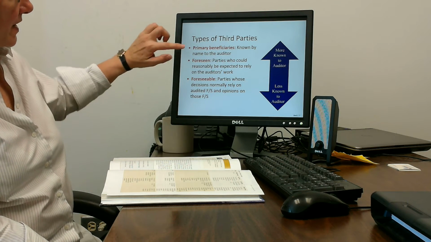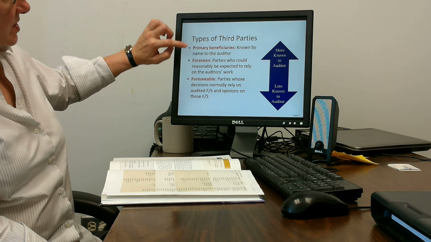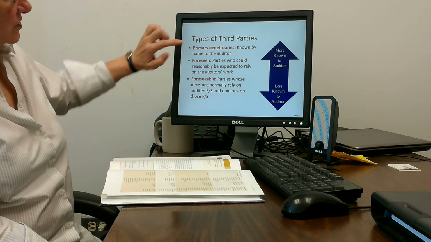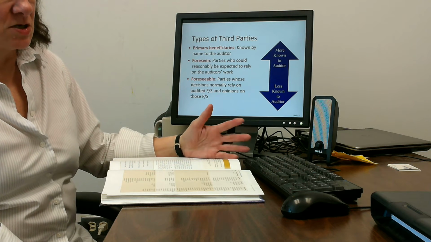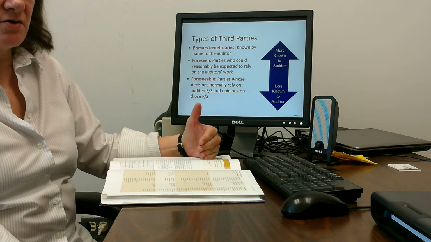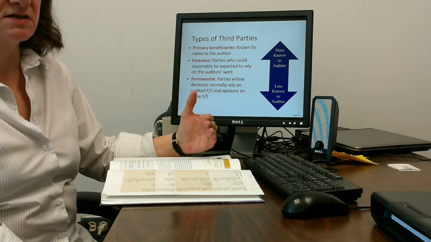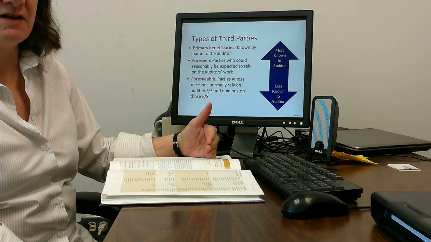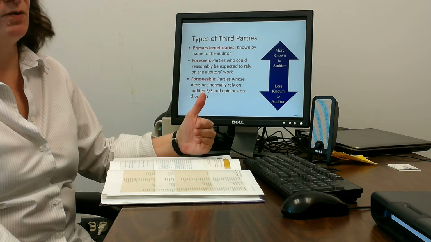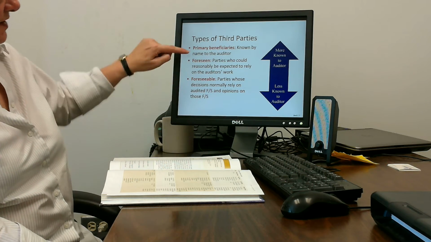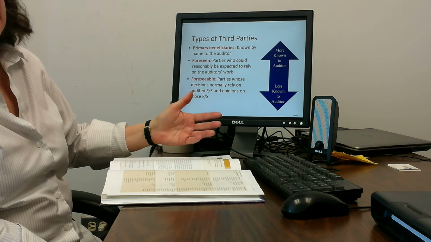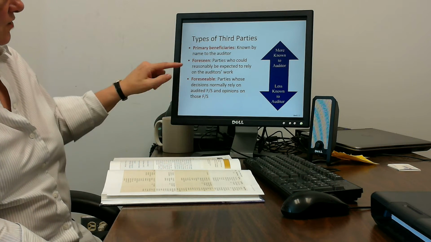Right? So if you think about it, a primary beneficiary known by name to the auditor. So if a client engages you to do an audit for them, and they say, we want you to audit us because we are going to go to Clayburg Bank and try to borrow money from Clayburg Bank. So Clayburg Bank said we need an audit, please audit us so we can go to the bank. Well, so that's a primary beneficiary. You know that bank is going to use this, so they're known and foreseen.